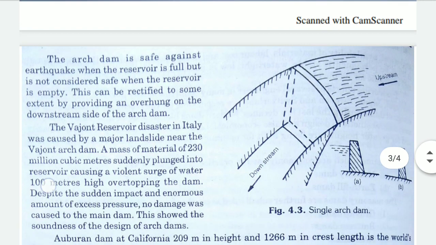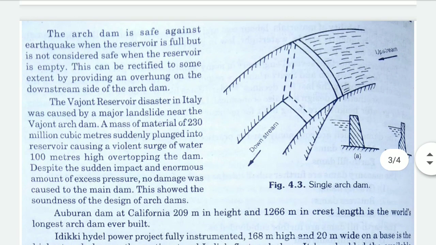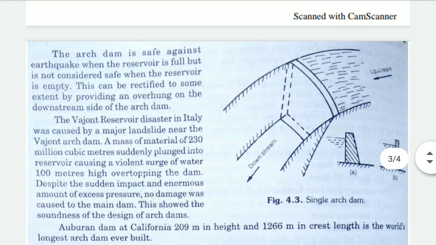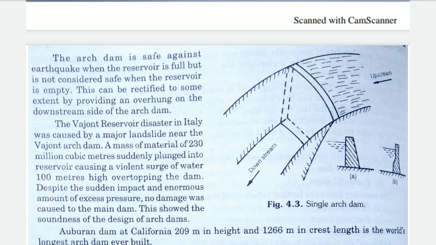The general structure is given here. A single arc dam is shown, where upstream and downstream are shown, and between them is the arc. It is constructed like an arc. It is safe against earthquakes when the reservoir is full, but is not considered safe when the reservoir is empty. If the upstream reservoir is full of water, it is safest against earthquakes, but if it is empty, there are chances of damage. This can be reduced to some extent by providing an overhang on the downstream side of the arc dam.